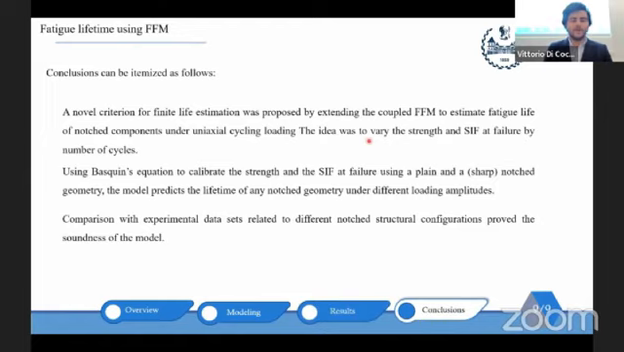So to conclude, we propose a new failure criterion for finite fatigue life of notched components. The idea was to vary the critical material parameters, stress intensity factor and the strength, by the number of cycles. And we captured this behavior by Basquin's equation. Comparison with the experimental data showed the soundness of the model, but still the work is ongoing.